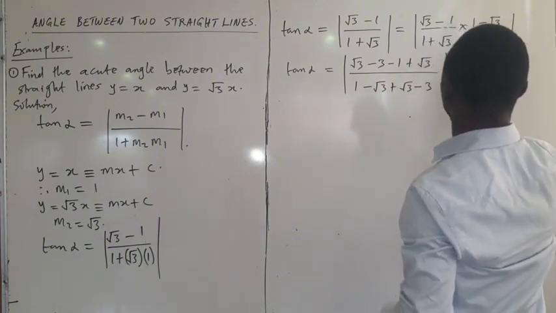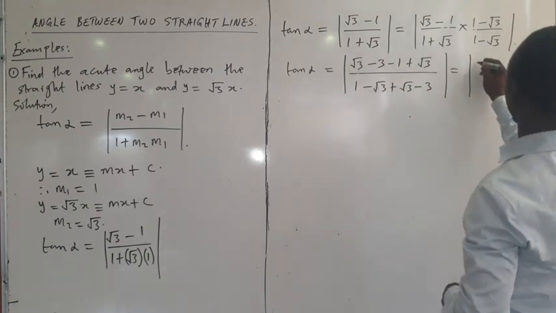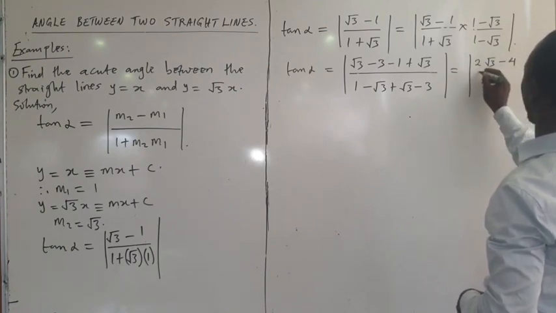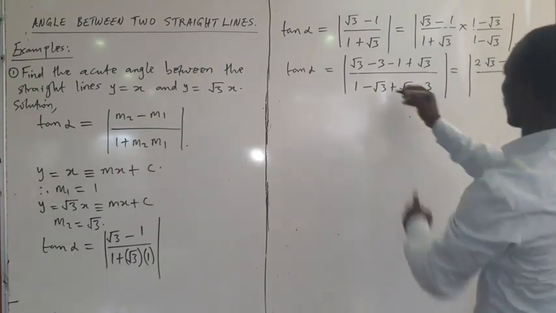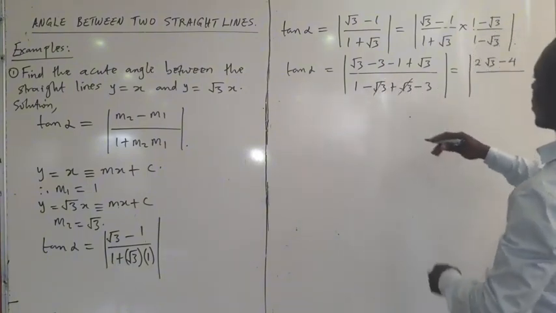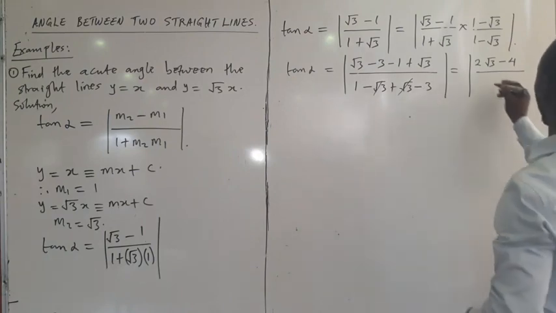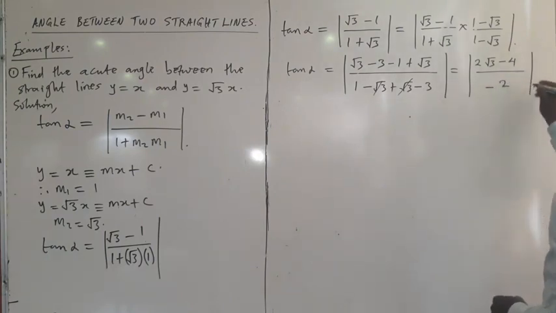Close the absolute value, then open another absolute value. Root 3 plus root 3 is 2 root 3. Then minus 4 all over 1. In the denominator, minus root 3 plus root 3 is 0, then we have 1 minus 3, that is minus 2.